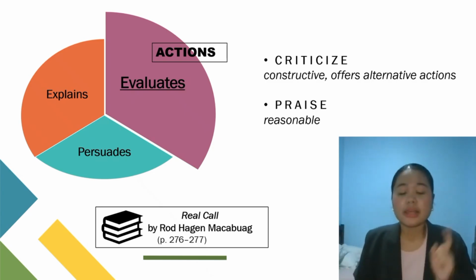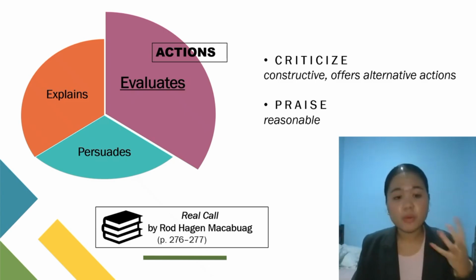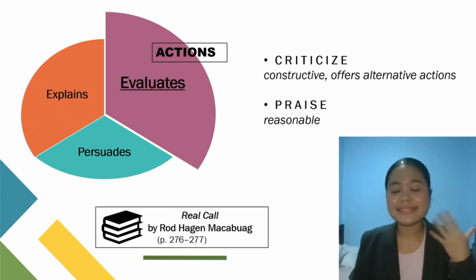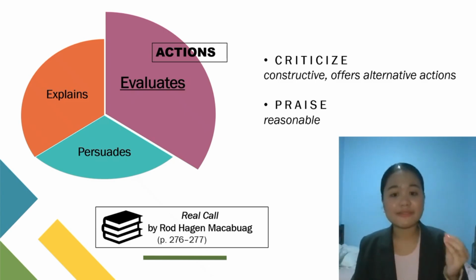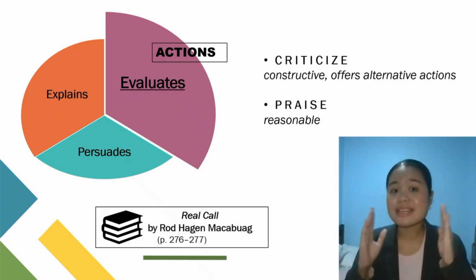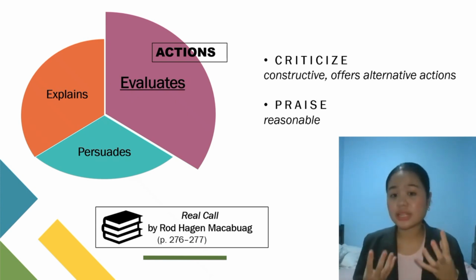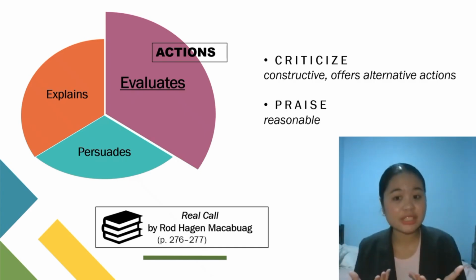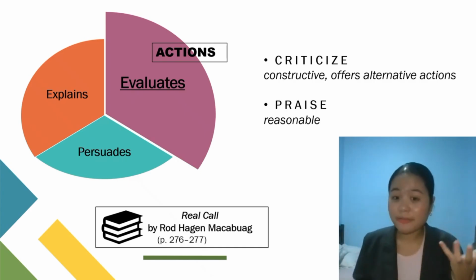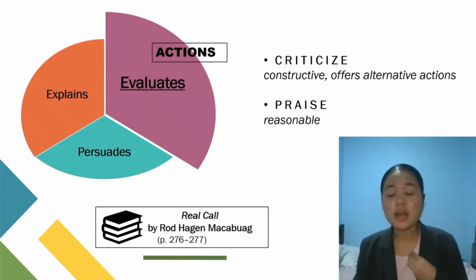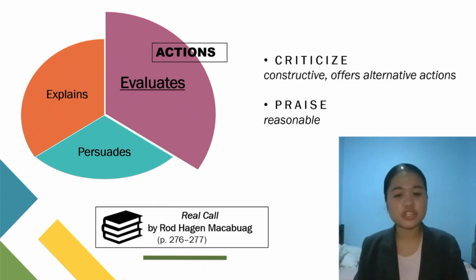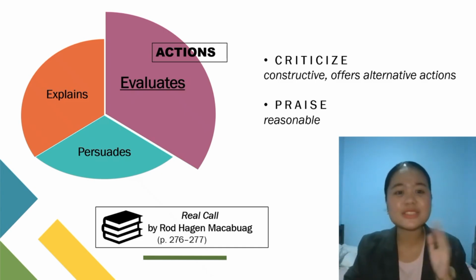Now, the example, our required reading Real Call, is an example of an editorial that evaluates because it criticizes the current situation of journalism, and it also offers alternative actions like the simple fact checking and also the leading and teaching back the journalists to being loyal to the journalist creed. Let's go visit the second type.